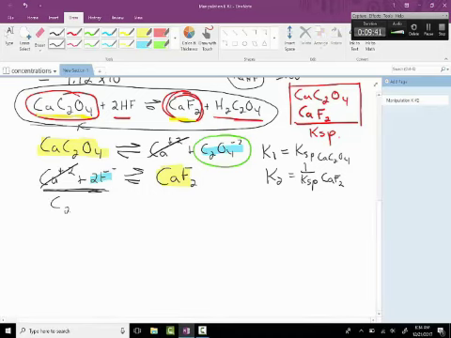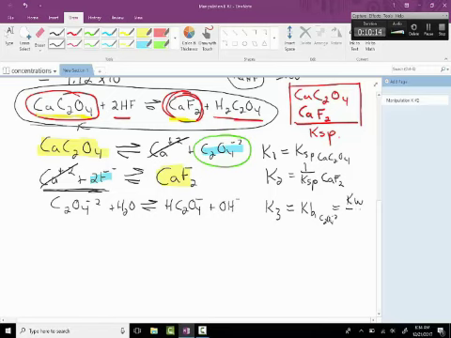Let's just take oxalate, C2O4 2- plus water, and that gives us HC2O4- plus OH-. I can get a K for that. K3 is equal to KB1 of the oxalate, which is equal to KW divided by Ka2 from the last one. You'll catch on, don't worry. Now that's fine. I can now cancel my oxalates.